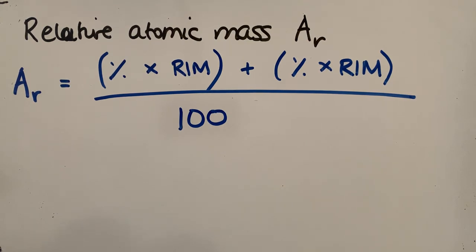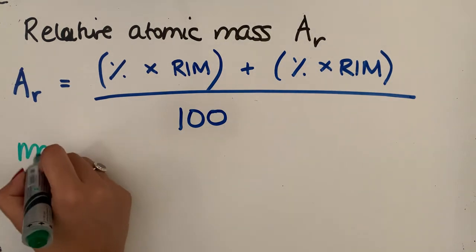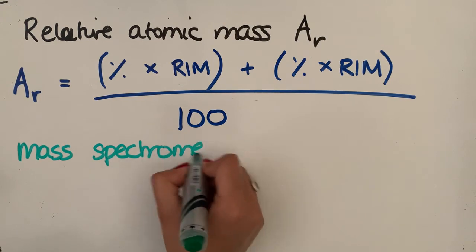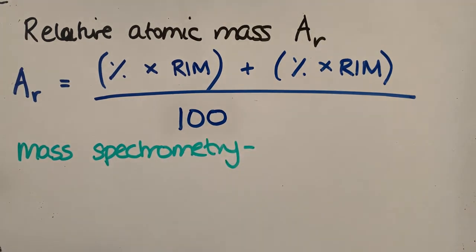So we're now going to apply that to a question, and this question is for chlorine. If we want to find out the percentage and the relative isotopic mass, or the mass of the atom, all we do is we use a method called mass spectrometry. Okay, and what that does is it gives us the percentage abundance and the relative isotopic mass.